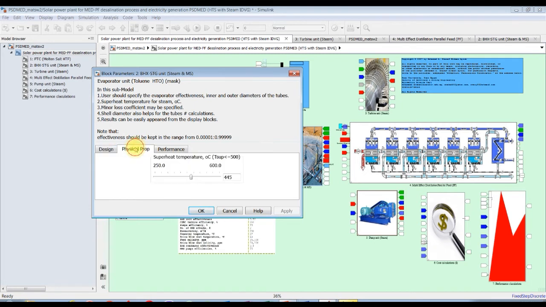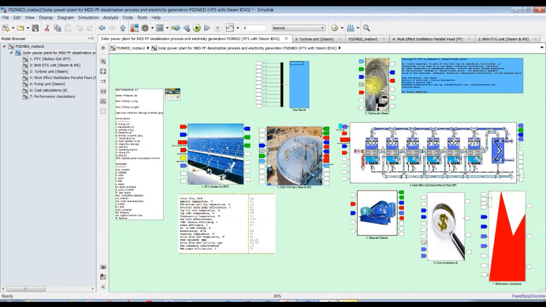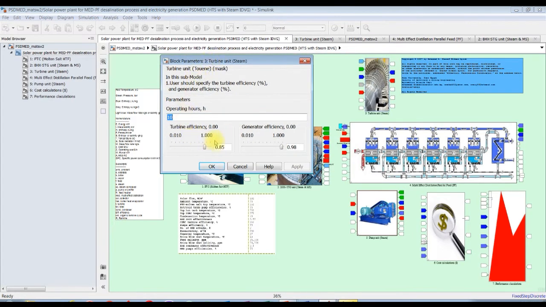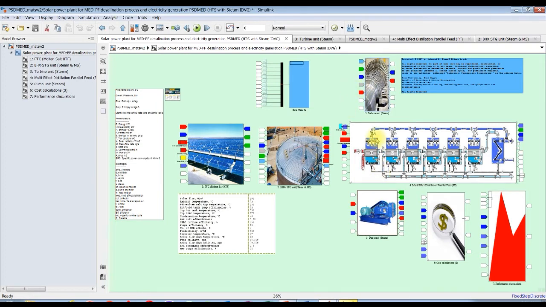Okay. Physical properties. Yes, this is a superheated temperature. Yes, I think this is 445. Okay. Effectiveness of the evaporator inside the tank. Condenser heat exchanger, I'm sorry. This is tank pump efficiency. Okay. For turbine unit, we are going just to set the efficiency of the turbine and generator block.